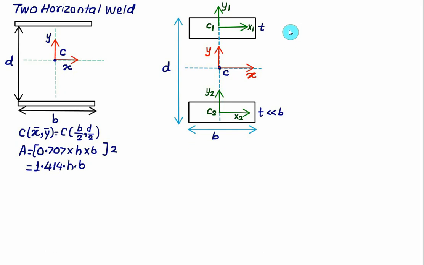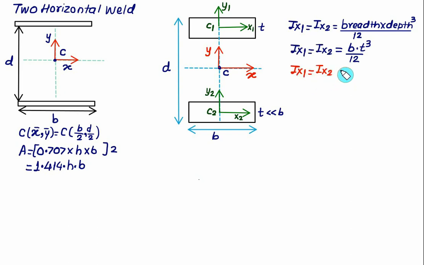Now we want to calculate here the value of Ix1. So we have Ix1 is the same as Ix2, given as breadth into depth cube divided by 12. In this case the breadth is equal to b and the depth is equal to t, cube of it divided by 12. So Ix1 is equal to Ix2 is equal to b t cube divided by 12. This quantity t cube is very small, so we can approximate the value of Ix1 and Ix2 equal to 0.